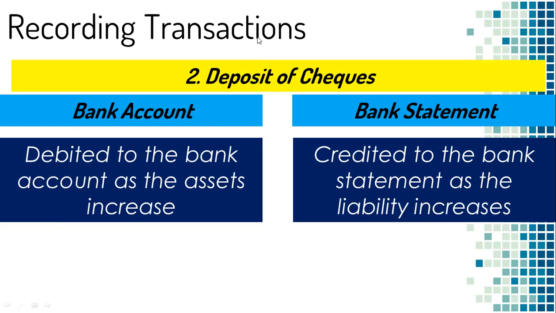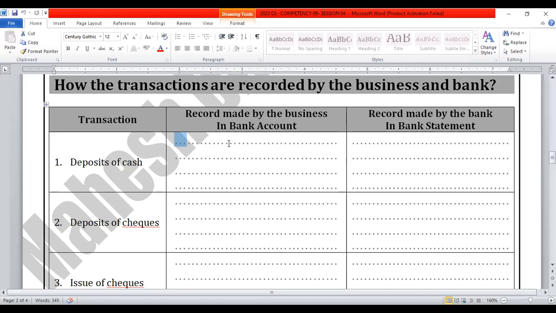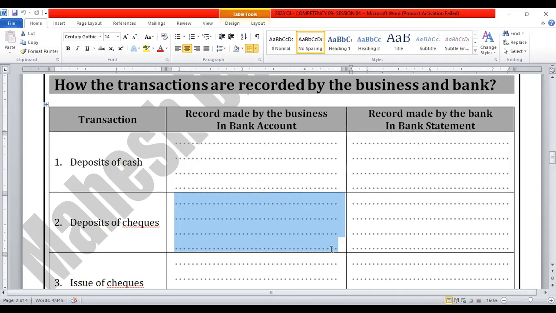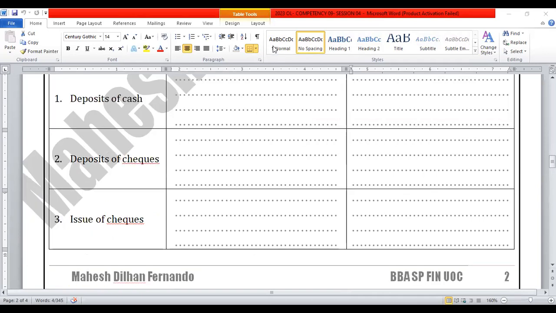Deposit of cash: debited to the bank account, credited to the bank statement. Now we are in the second one, deposit of checks. Debited and credited. So before I concentrate on the calculations, I want you to emphasize the theory. So this is what I'm doing today. Okay? Great, great. So write this down quickly. In the second point, deposit of checks.